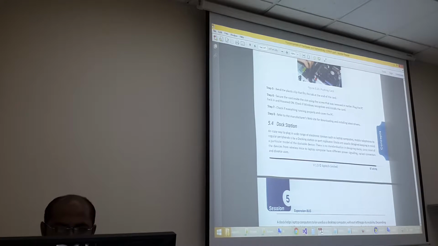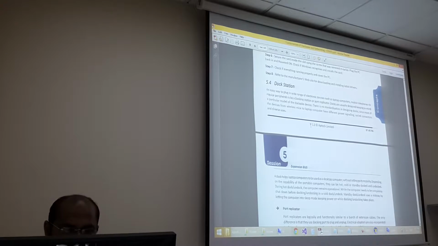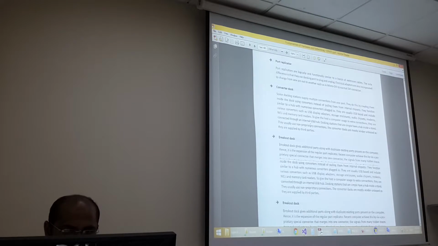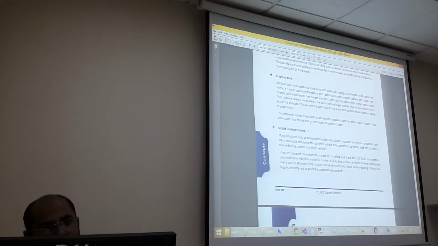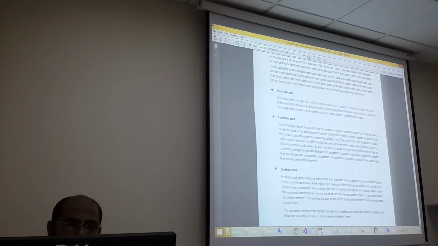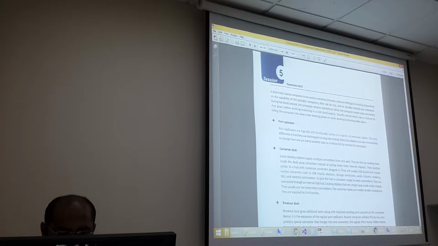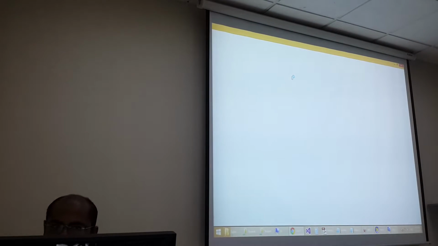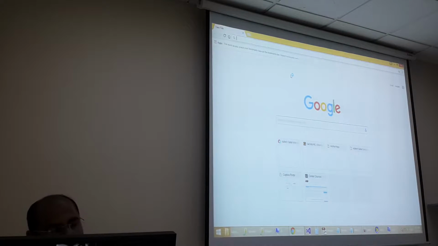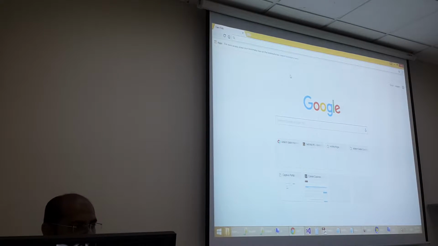Docking station. Any idea what a docking station is? There are many types of docking stations. Normally we use USB docking stations, mobile docking stations. The picture would be better. Now a docking station is basically used for overcoming the limitation of the number of ports or types of ports you have got in your PC or laptop.